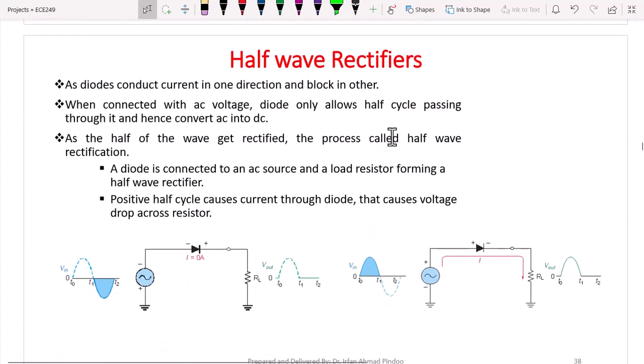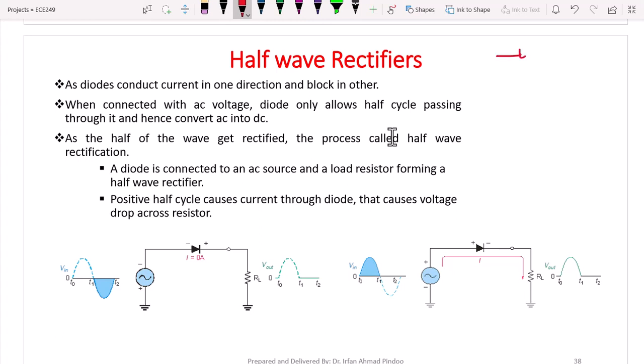So what about the half wave rectifier? What we have here is a diode, and we are providing some alternating voltage. Alternating voltage, as we have read in unit number 1, has a positive half cycle and a negative half cycle. Then we have to see what will be the behavior of the diode, right? In order to understand this, we have to understand the positive and the negative half cycle.